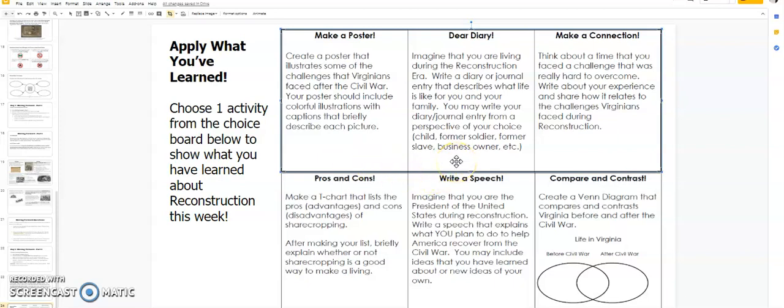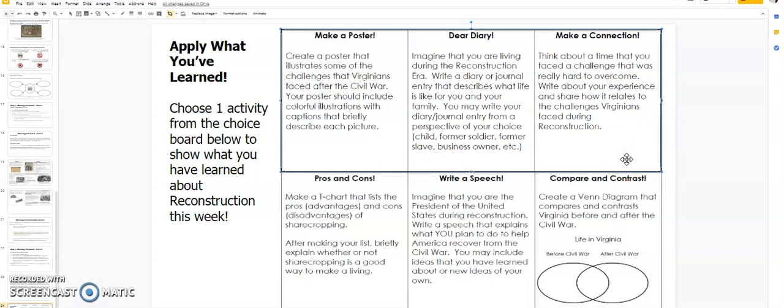Dear Diary is another choice. So you're going to imagine that you are living during the Reconstruction era. Write a diary or journal entry that describes what life is like for you and your family. You may write your diary journal entry from a perspective of your choice. So you can pretend you're a child or a former soldier or a former slave or a business owner. Whatever perspective you want to take on. If you do the Dear Diary, remember, you're writing it like you're actually writing in your diary. Like you're writing your story about your day and what you're observing, what you're seeing.